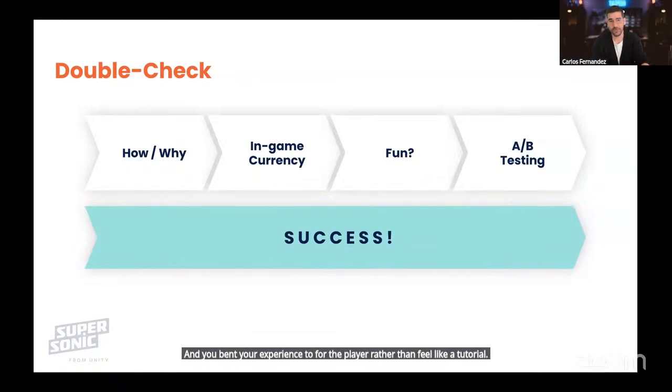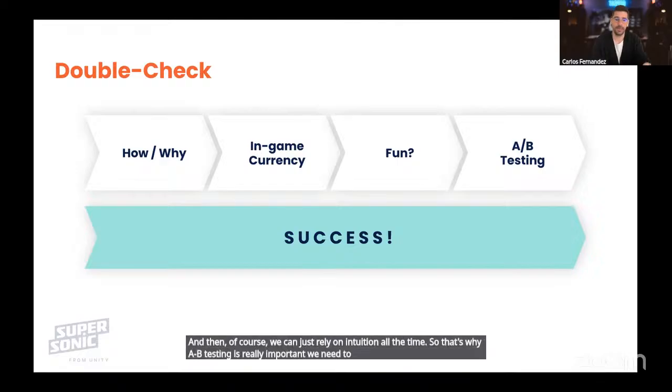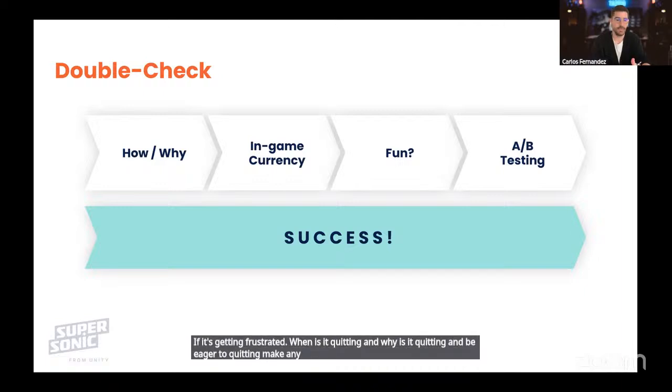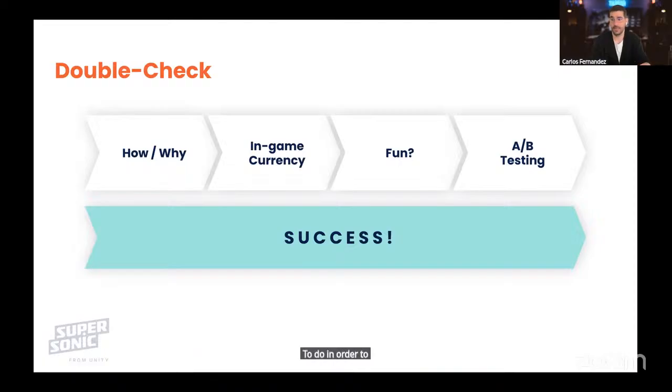And then, of course, we can't just rely on intuition all the time. That's why A/B testing is really important. We need to go back and forth every time to see if the player is getting bored, if they are getting lost, if they are getting frustrated, when they are quitting and why, and be eager to make any changes or updates that we need in order to make the tutorial as satisfying as possible. And once you blend all of this, you will have a nice and engaging tutorial.